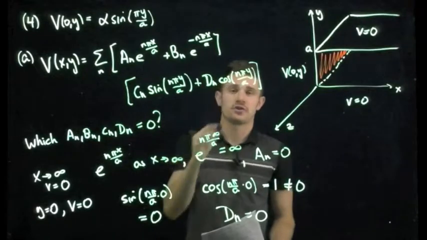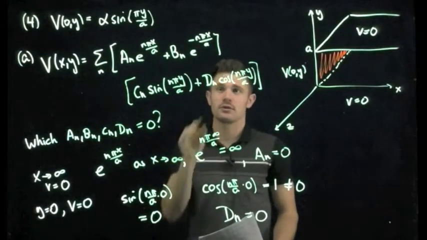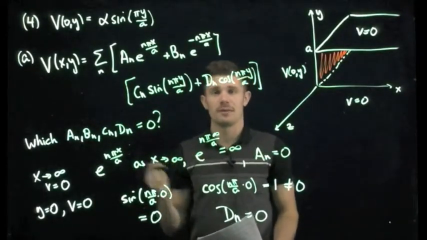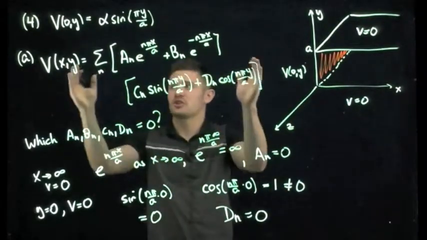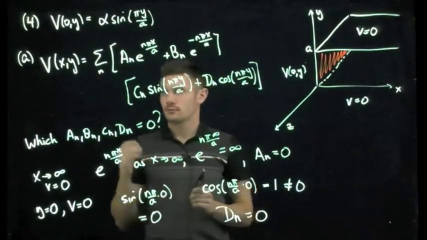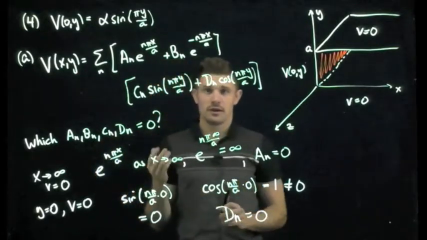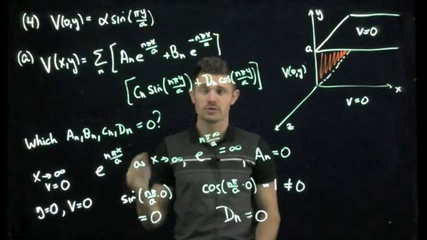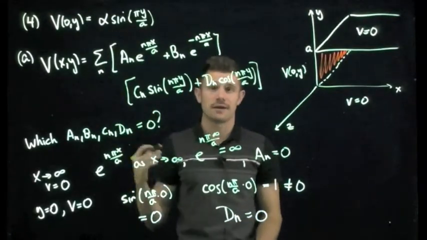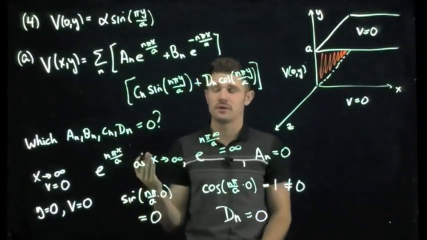However, our cosine term equals 1 when y is equal to 0, which means that our dn coefficients must all be 0. So again, to recap, we have the general expression for the solution to the potential in our Cartesian coordinates given the separation of variables. This is an equation that we didn't have to solve for in this problem. It was simply given to us.